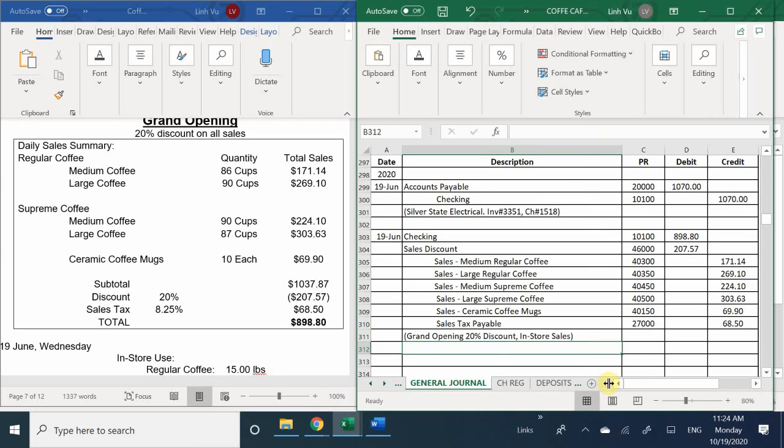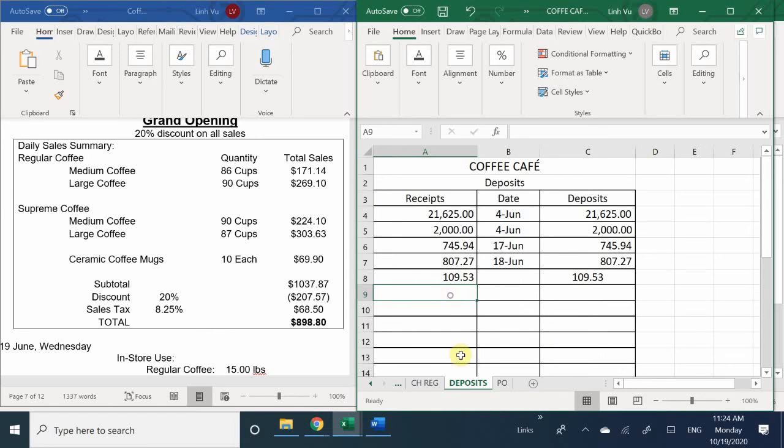What is next? Do we do a deposit now? Or like, we wait? We can do the deposit, since we were already. Yeah. So, how much was my total cash I actually received? $898.80. So, what's the date that I'm going to deposit it? It's going to be the 19th.